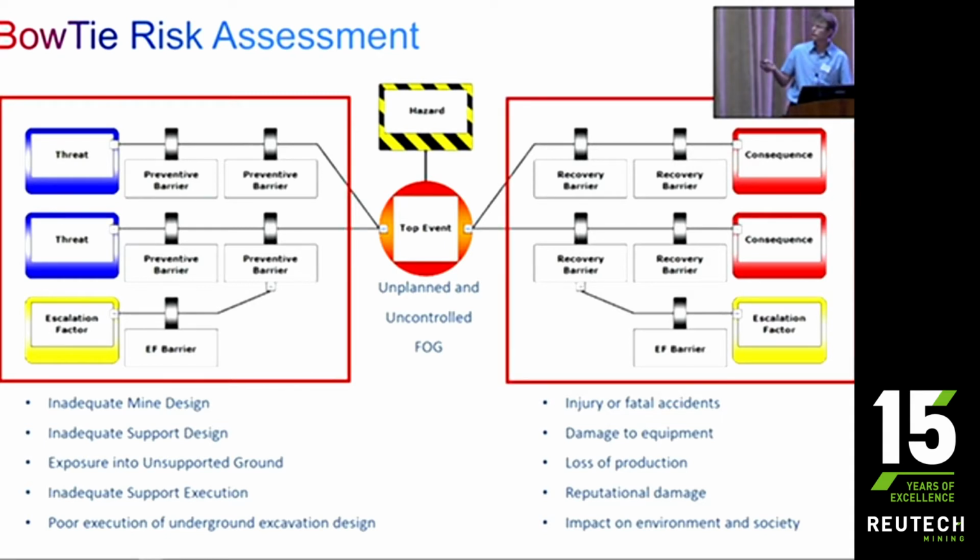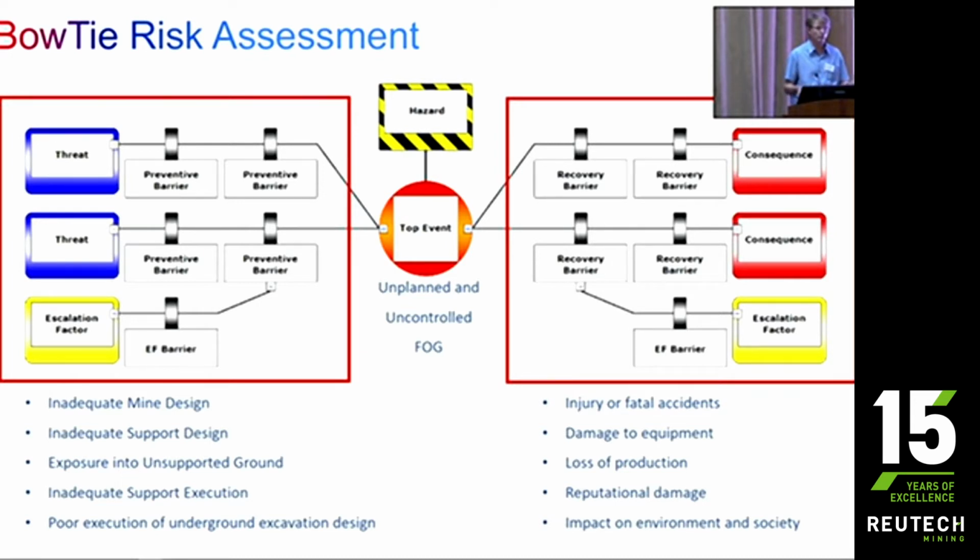On the other side of the equation of the bow tie is when things go wrong. So the event is going to happen. You can't stop it anymore. And it can lead to injuries, fatalities, damage to equipment, loss of production. And this is now about trying to mitigate the consequences. Things like, in open pits, like I said earlier, your radar system.